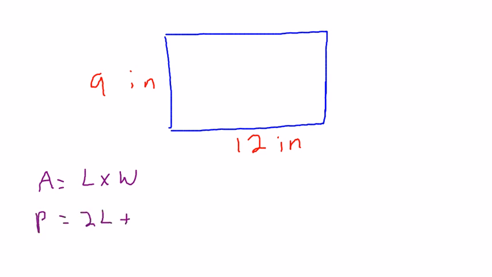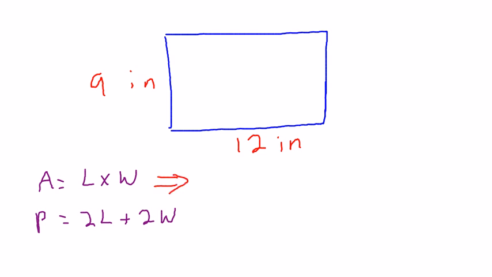Okay, this rectangle measures 9 inches by 12 inches. Okay, for this example, I want you to figure out the area and the perimeter of this rectangle. Okay, so the two formulas that we're going to use are area equals length times width, and perimeter equals 2L plus 2W. Alright, let's figure out the area first.